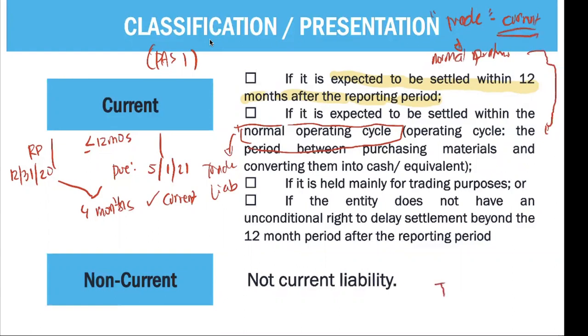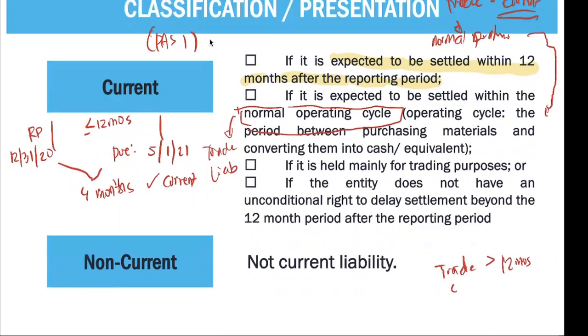Sir, what happens if our trade is more than 12 months? For example, your business is construction. Will we still consider that as current? Since construction normally takes more than 12 months, can we still consider it as current? Yes, we can still consider it as current. Why? Because it is within the normal operating cycle.